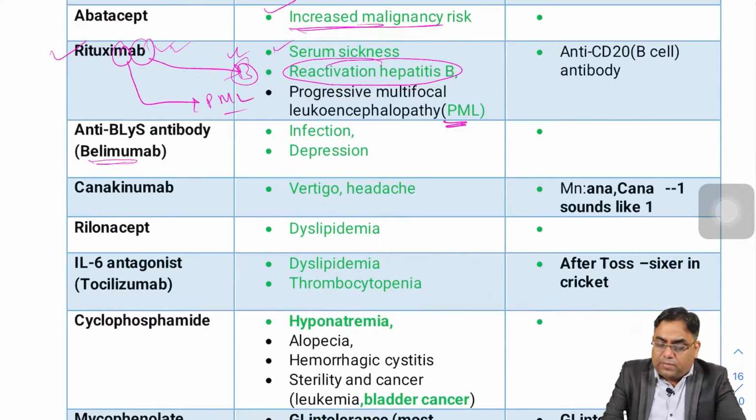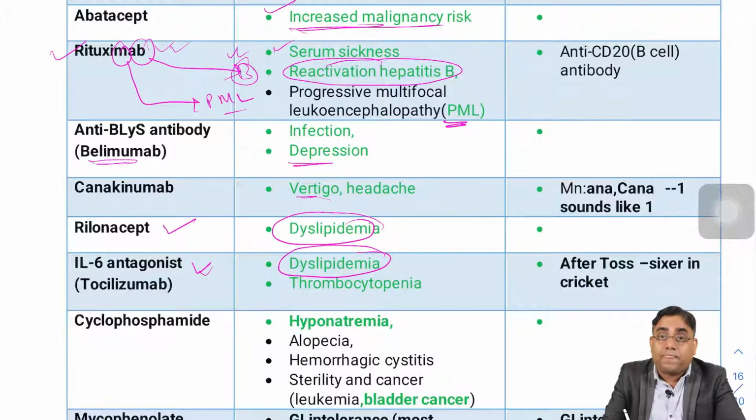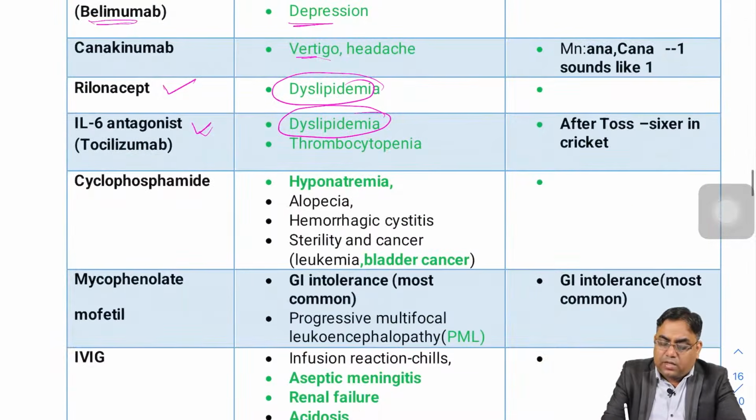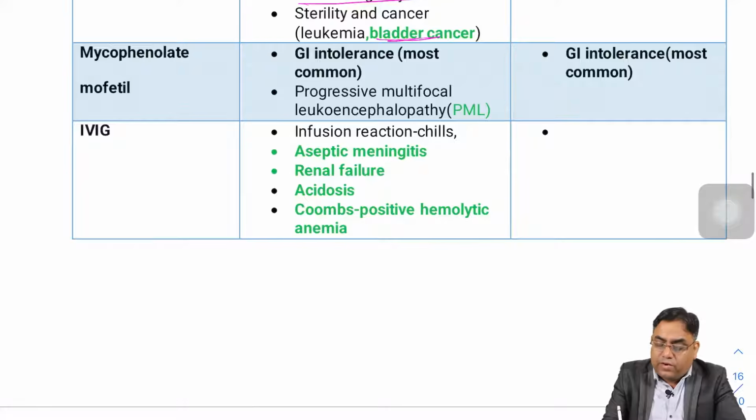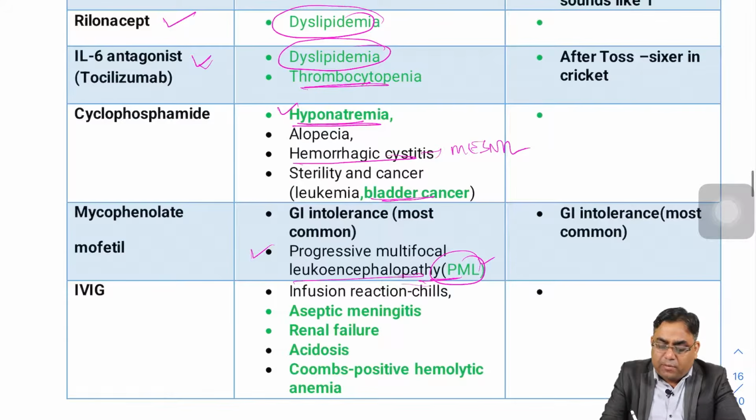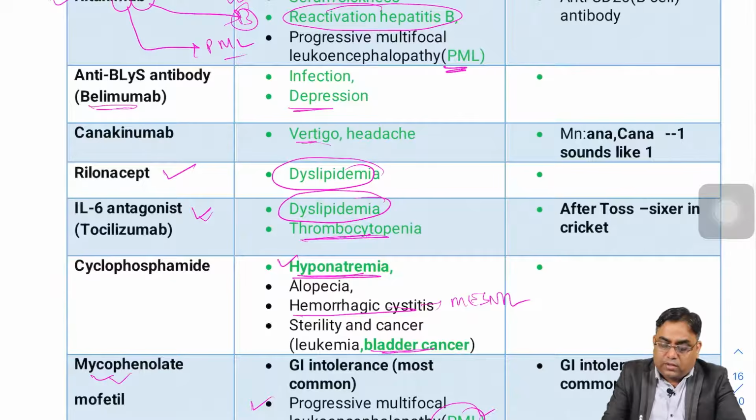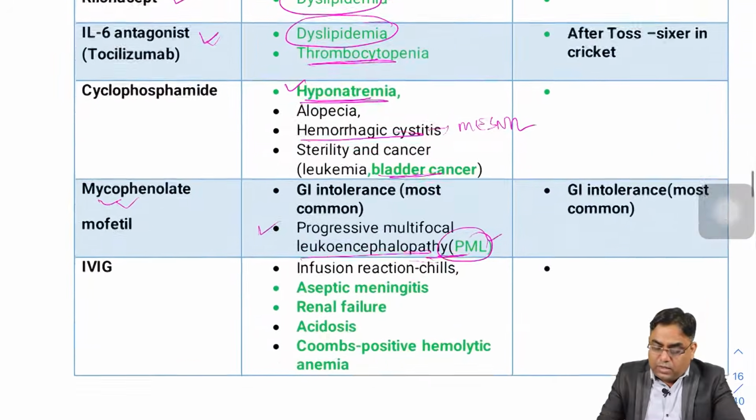For belimumab, depression is the side effect. Canakinumab causes vertigo and headache. Rilonacept leads to dyslipidemia. There are two drugs that lead to dyslipidemia: one is rilonacept, another is tocilizumab. Other than dyslipidemia, tocilizumab causes thrombocytopenia. Cyclophosphamide leads to hyponatremia, bladder cancer, and hemorrhagic cystitis, which is prevented by mesna. And mycophenolate mofetil causes progressive multifocal leukoencephalopathy. So, PML is a side effect of mycophenolate mofetil and also rituximab. Okay. So, these are the questions.